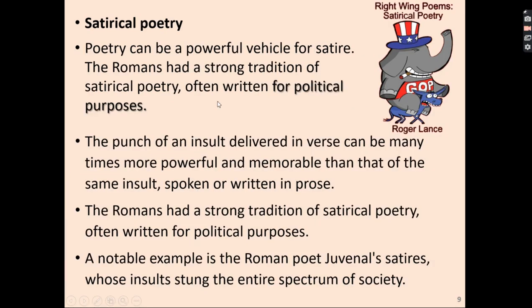And we have satirical poetry. Poetry can actually be a powerful vehicle for satire. For example, the Romans had a strong tradition of satirical poetry, and oftentimes, not only in Rome but even here in the Philippines, it is written for political purposes, and even for social or other issues or purposes as well. The punch of an insult delivered in verse can be many times more powerful and memorable than the same insult spoken or written in prose.